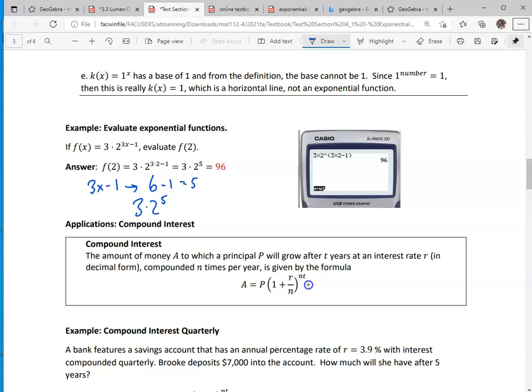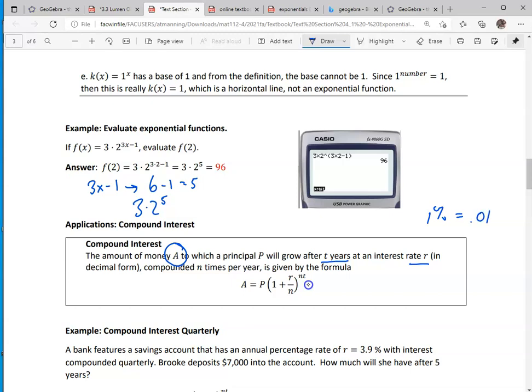But given this, let's just read what this means. A to which a principal will grow after 2 years. So this is the amount of money I'll have in my retirement account, A, after I start with a principal, P. That's what accountants call the amount you started your initial investment at. That's your initial investment, P. T is the number of years. Interest rate is R in decimal form, like 1% is equal to 0.01.